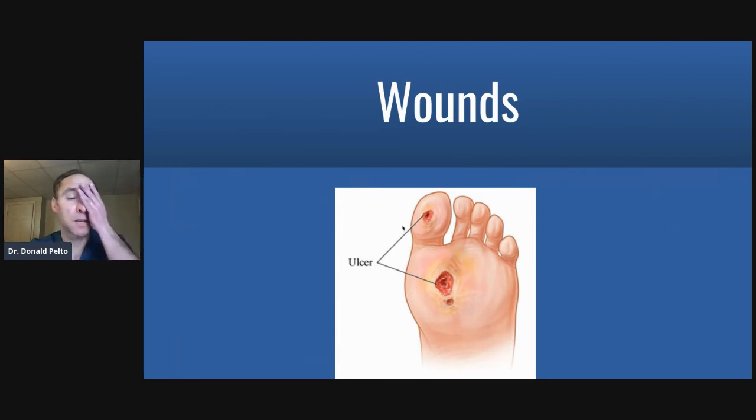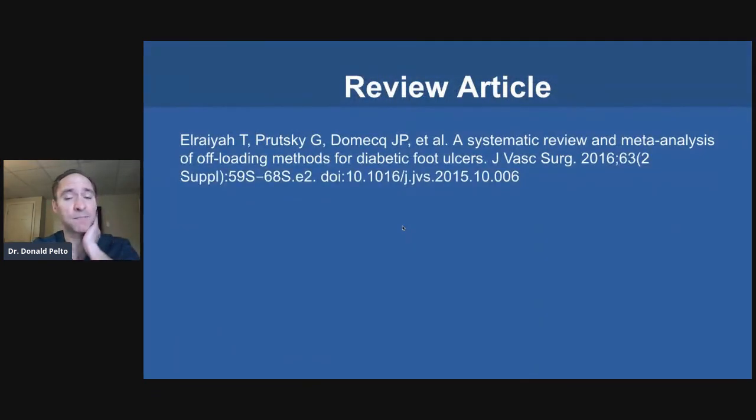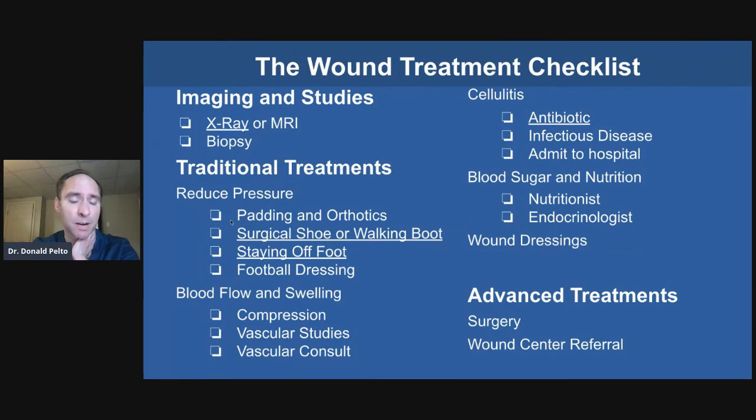Wounds are kind of beyond the scope here of what you can try, but you can try some. I would recommend getting an x-ray if you're concerned about bone infection. I would put them in a surgical shoe at a minimum, have them stay off their foot, and treat the infection, and then send them over to see a specialist if it's not healing.